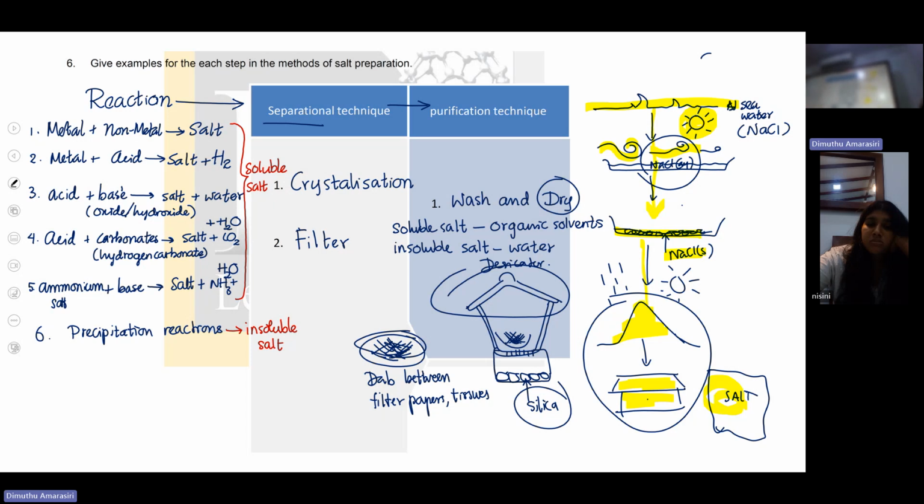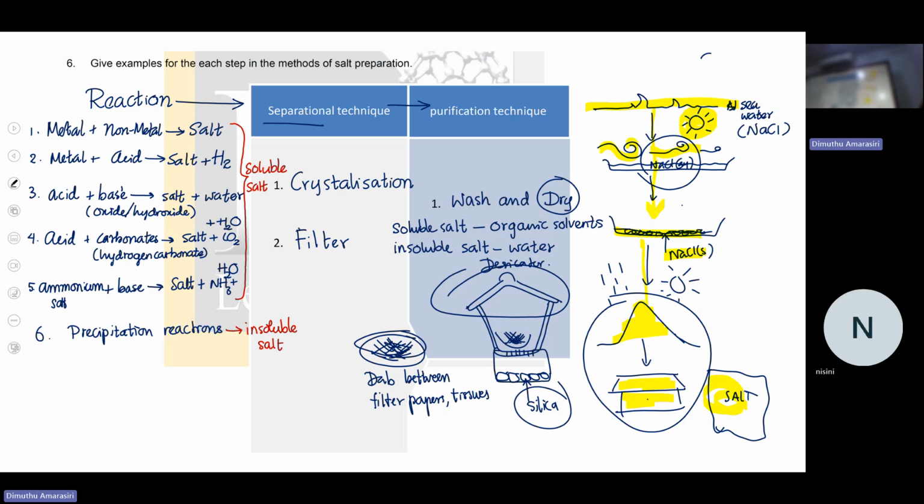But in the laboratory, if we want to prepare the salt, first thing you have is what? You need to carry out a reaction in order to prepare the salt. Chemically prepare the salt. Then you carry out what? Separation techniques. Finally you subject that salt to what? Purification, and you get the salt. That's our plan.